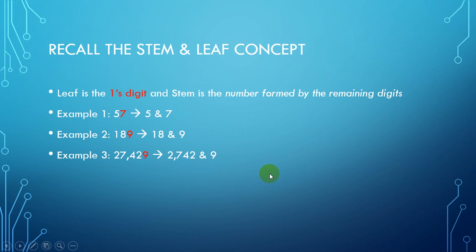So let's cut to the chase here and briefly recall the stem and leaf concept. Pretty simple. The leaf is simply the ones digit, and the stem is the number that's formed by the remaining digits. So for example, 57, 7 is the leaf and 5 is the stem. 189, 9 is the leaf, 18 is the stem. 27,429, 9 is the leaf, and 2,742 would be your stem.